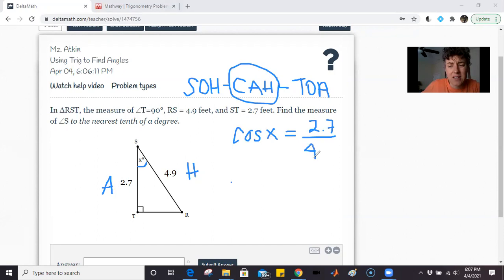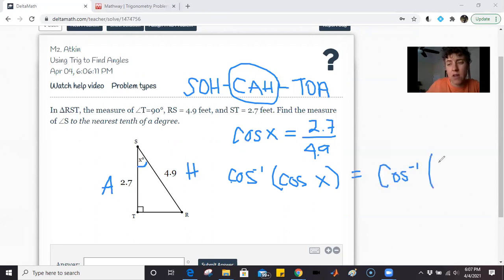And just like sine, cosine has an inverse, which is called inverse cosine. So we're going to take the inverse cosine of both sides, inverse cosine of x, and that will cancel the cosine out to get x by itself. We have to do it on both sides. It's only fair. Inverse cosine of 2.7 over 4.9. That cancels out, so we have x is equal to inverse cosine of 2.7 over 4.9.